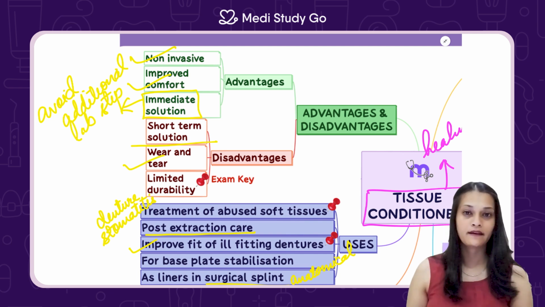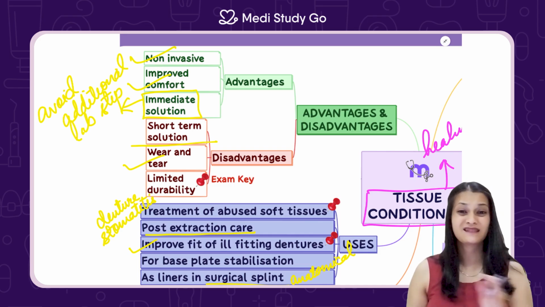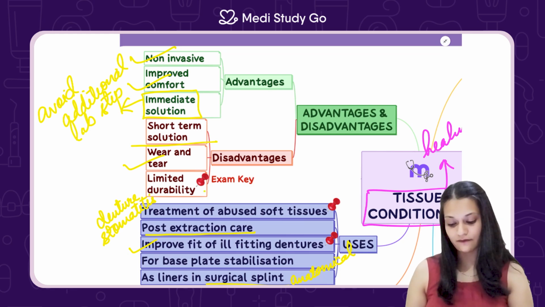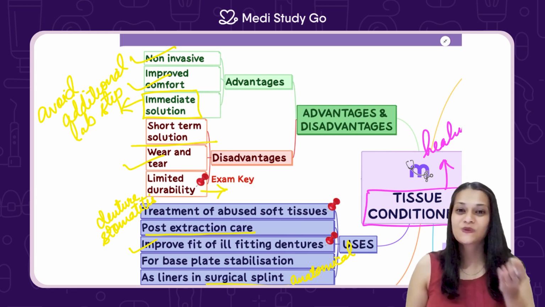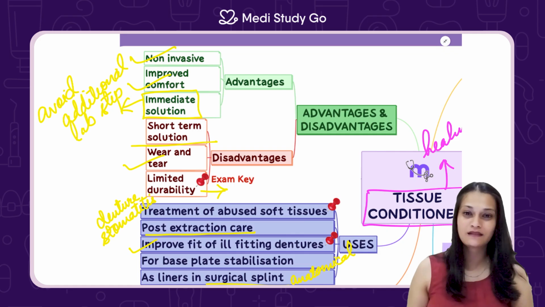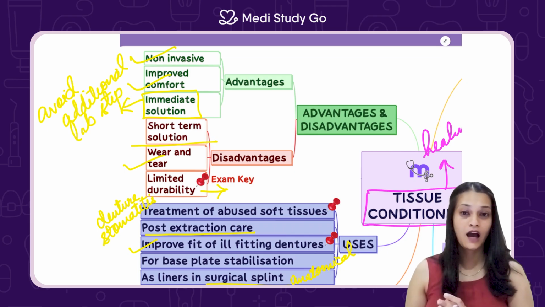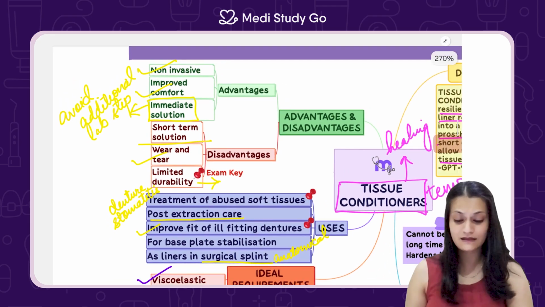There is going to be wear and tear. The plasticizer is going to leach out at one point of time and it's going to lose its elasticity. It's no more going to be elastic. It's no more going to serve the purpose. And durability is very less. Hence, it's just a temporary solution. You're just calming down the patient, letting the tissues heal. In the meanwhile, you come up with the next plan, how you plan to address this issue.